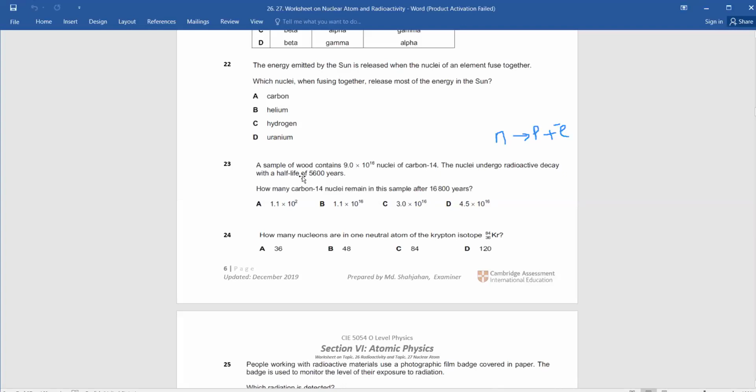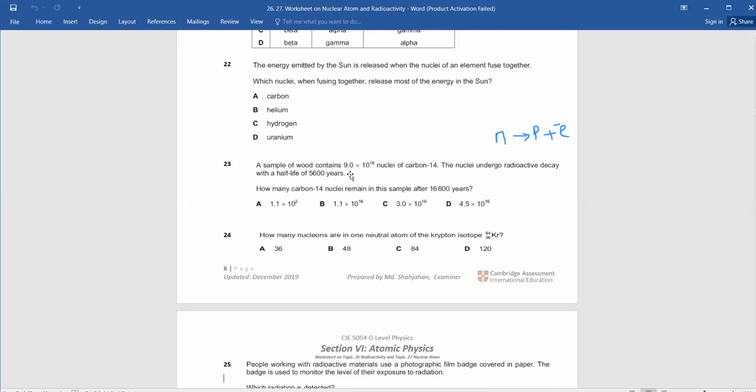If you are given 3 half-lives, 16,800 divided by 5,600 is 3 half-lives. So 3 half-lives means it will break down into half 3 times. So 9 will become first 4.5. Your power will be the same. The power will still be 10 to the power 16.